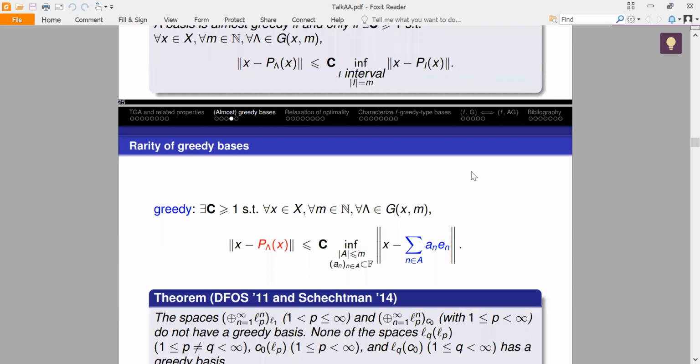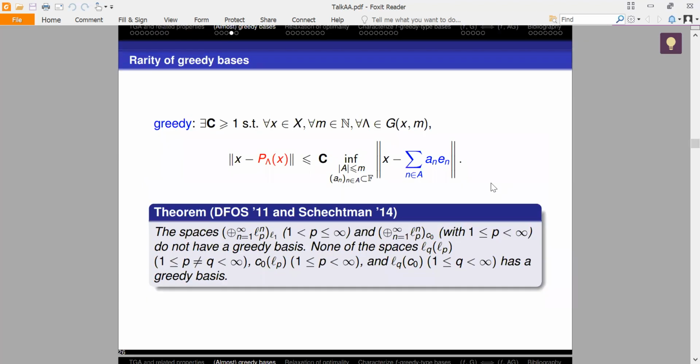The next slide will be about the variety of greedy bases. So how common are these bases? If you look at this theorem, then they are not very common, right? This theorem says that these spaces do not have any greedy bases, because any unconditional basis is always not democratic, so it cannot be greedy.